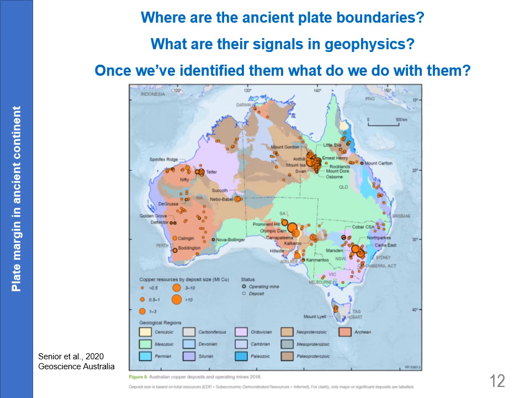And the question is, given that we know there's a relationship between plate boundaries and copper deposits, when you look at a map like this, the questions arise: where are the plate boundaries? What are their signals, given that there's pretty limited outcrop? And then once we've identified them, what do we do with them? So the next part of the talk will really address this problem.